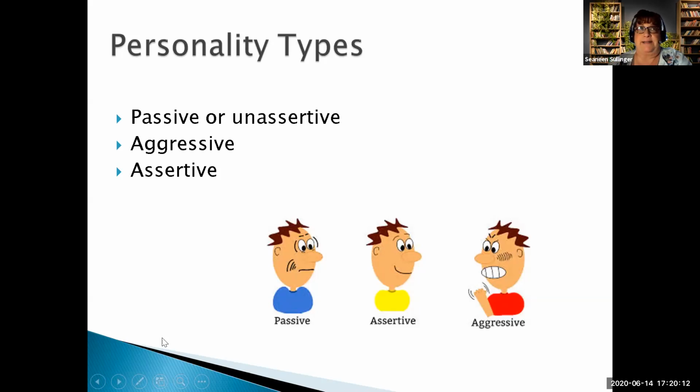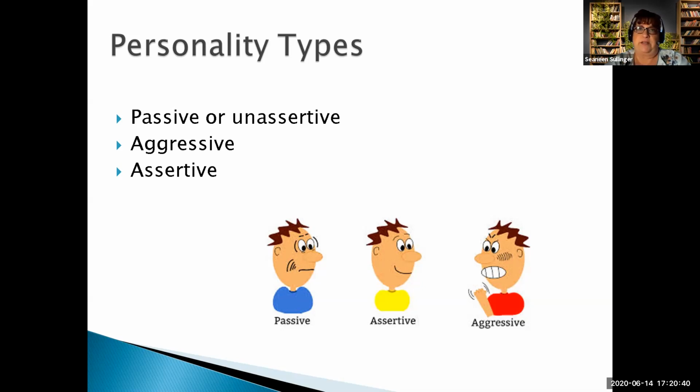There are different personality types. There's the passive or unassertive person, which is shown here in this picture by the gentleman in the blue, who is the passive person. Looks like he's kind of afraid. He's sort of shaking a little bit, not quite sure what to say or how to say it. There's also the aggressive person who's on the right-hand side in the red shirt, and he looks pretty angry to me, and he's shaking his fist and he wants to make his point.